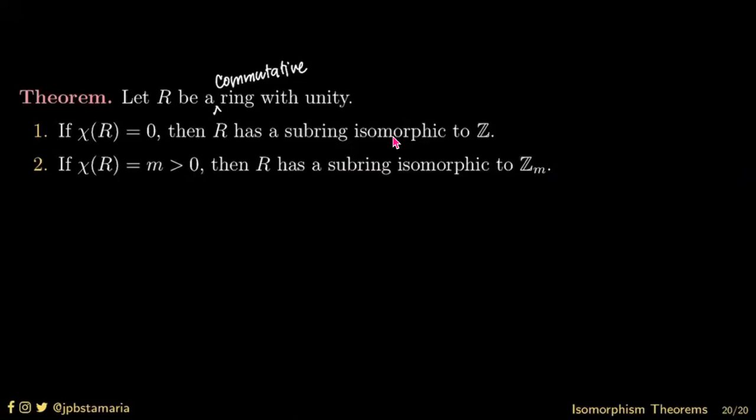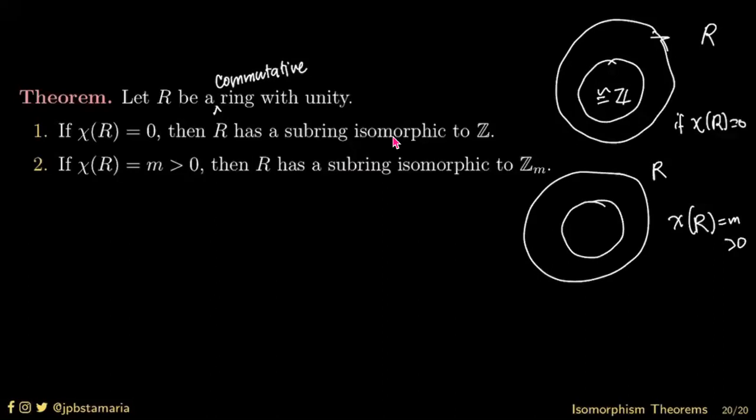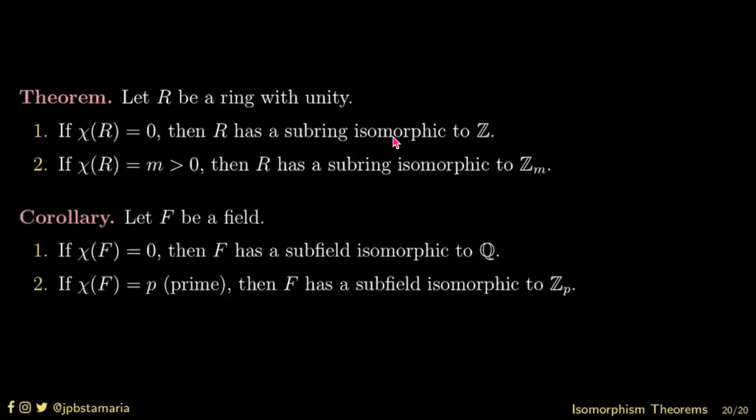Let me clarify, I am not saying that every ring is an extension of Z or of Z sub m. What I am saying is, if this is your commutative ring with unity, it has a subring that I am not saying is equal to Z, rather, this is isomorphic to Z if its characteristic is 0. If the characteristic is m and that m is positive, you will have a subring isomorphic to Z sub m. This is a very nice theorem because we were able to say this for any kind of commutative ring with unity. What does this say when F is a field?